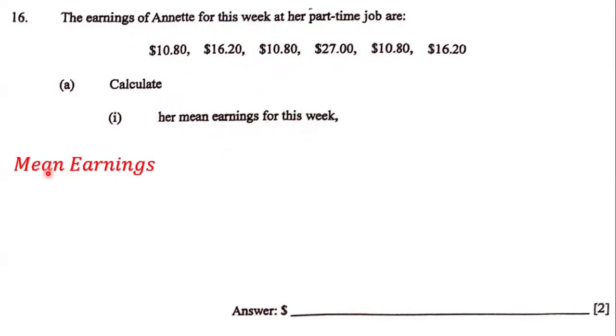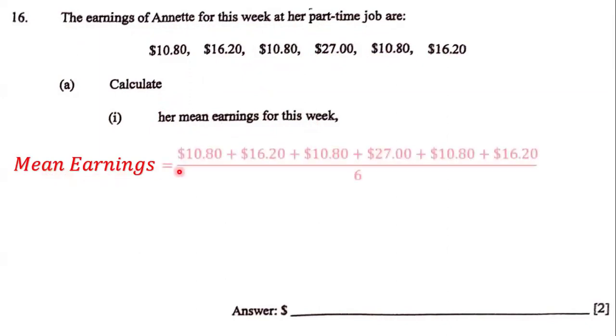So in order for us to figure out the mean earnings, we have to add all of her earnings for this week and divide it by 1, 2, 3, 4, 5, 6. We have to divide it by 6 because there are 6 data values. And so we have 10.80 plus 16.20 plus 10.80 plus 27 plus 10.80 plus 16.20. And then we're going to divide that by 6.